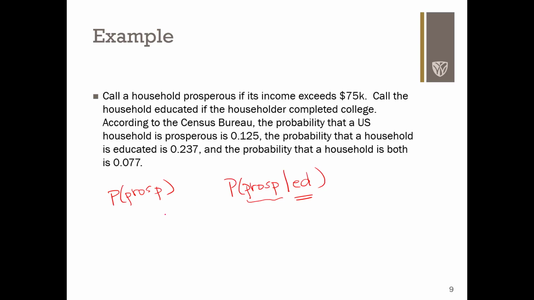In this case, the probability of being prosperous, we were told, is 0.125, and we computed the probability of prosperous given that you're educated in the previous example, and that turned out to be 0.325. So again, these two things are not equal. You're about 3 times more likely to be prosperous if you're educated than if you're not. And so these two events, again, are not independent.